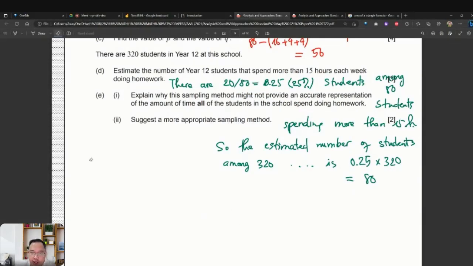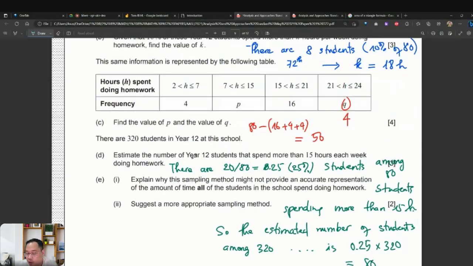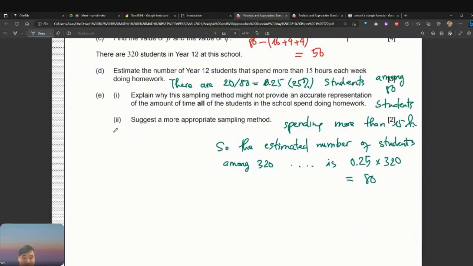Question E. Explain why this sampling method might not provide an accurate representation of the amount of time all the students in the school spend doing homework. Because the school can have students of grade 10, grade 11, even some schools combine with the secondary school. So the sample here is only taken for year 12 students, the last year, but because they didn't take students from other years, like year 10, year 11, this sample does not represent the population.